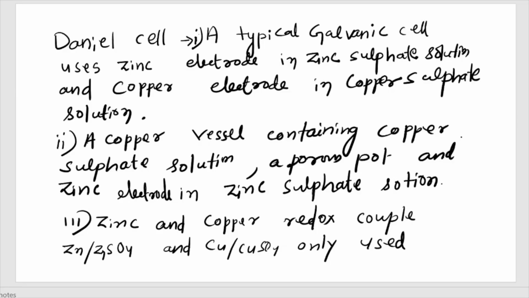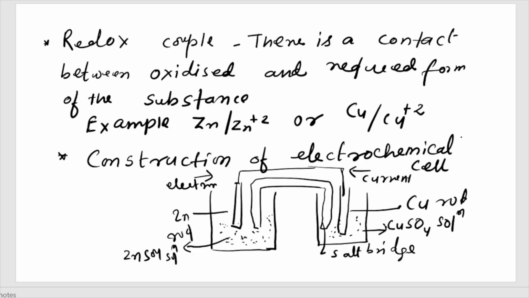Here you are using zinc and copper, meaning a redox couple. Zinc always dissolves in zinc sulfate solution, and copper in copper sulfate solution, because you are taking a copper vessel containing copper sulfate solution. So what is the combination? Zn|ZnSO4 and Cu|CuSO4 solution are used.